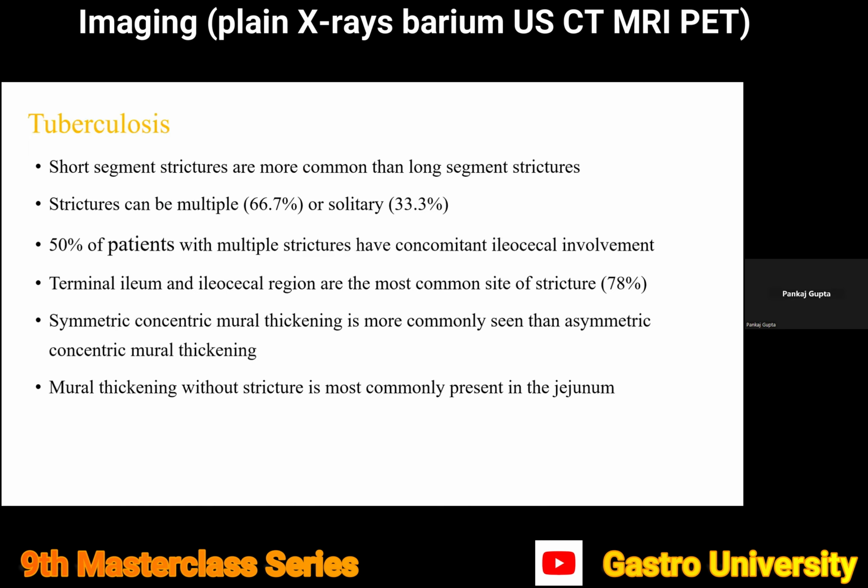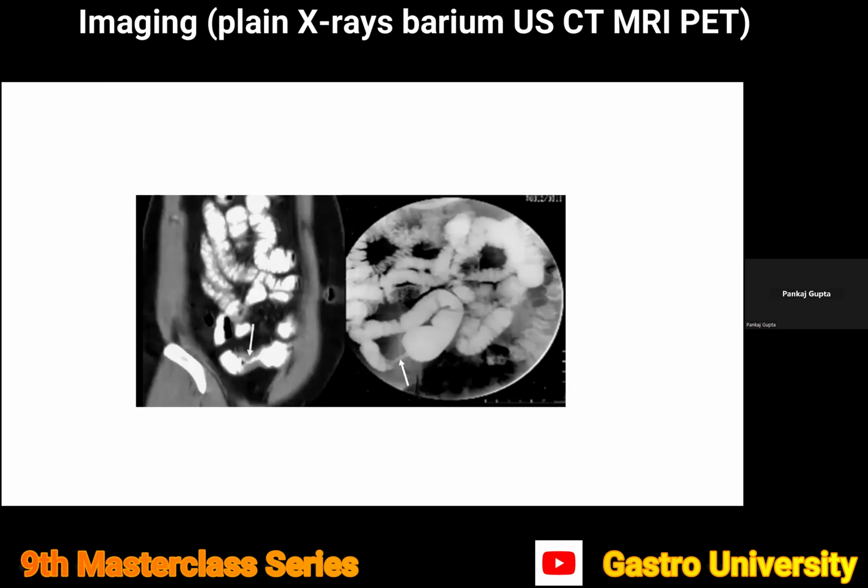Some of the important features of abdominal tuberculosis are the presence of short strictures, which can be multiple or solitary, and usually associated with stricture in the ileocecal region. And symmetric involvement is more common. I'll be talking more about these when I talk about differences between TB and Crohn's disease.